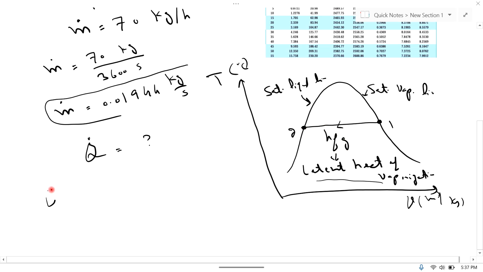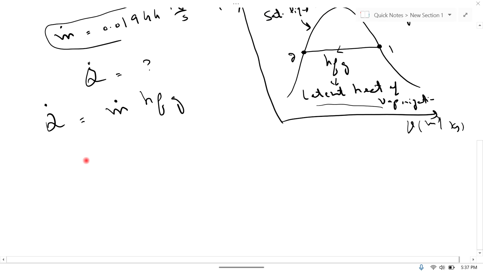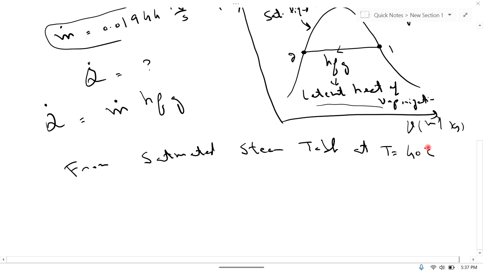So Q dot will be equal to m dot multiplied by hfg. hfg is basically the latent heat of vaporization. So find it from the steam table. So from the saturated steam table, at a temperature equal to 40 degrees centigrade, find hfg from the steam table.